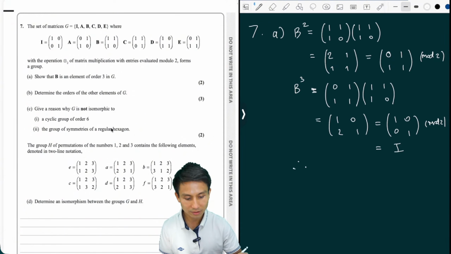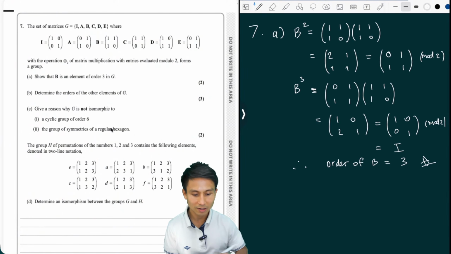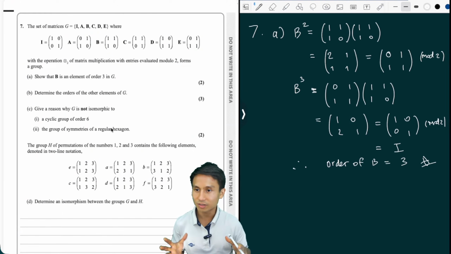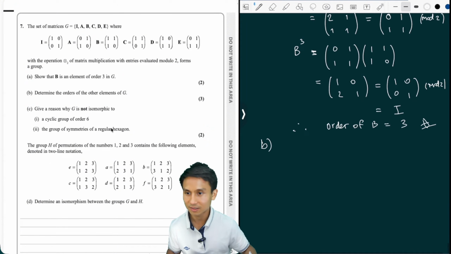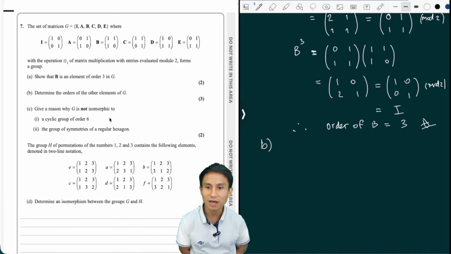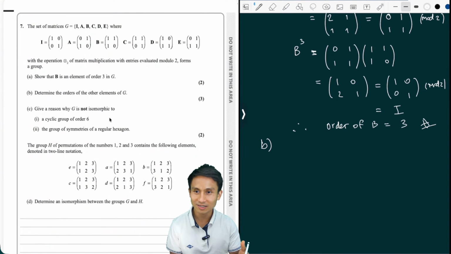So that means the order of B is 3. Okay, that's it. We have shown that. We're going to use the B squared and the B cubed here later, I think. So we're going to keep this. We're going to come back to this. Determine the orders of other elements in G. Okay, that's going to be a bit tedious. So we're going to do the same thing for the other ones.